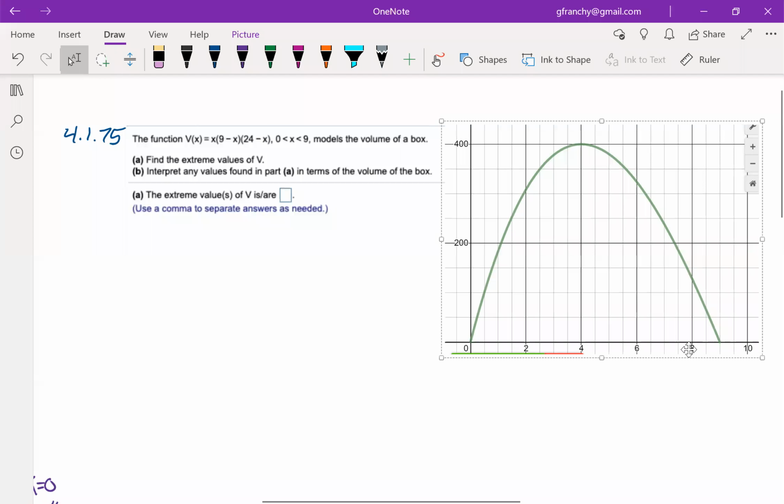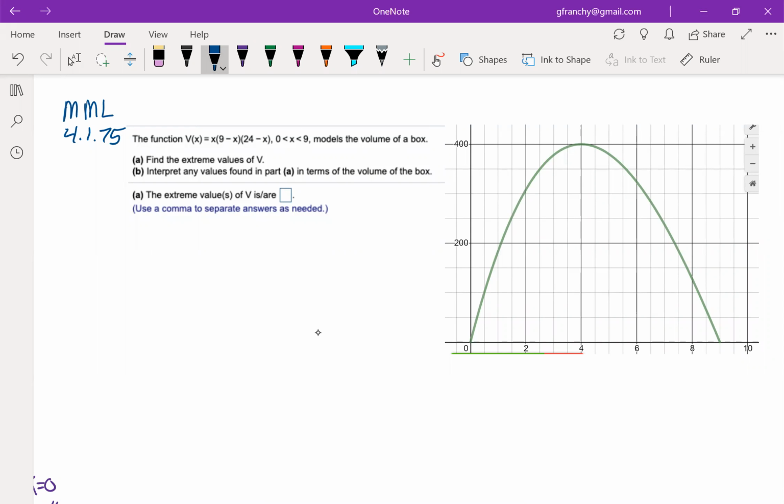Okay, the next question we're going to take a look at is also from my MyMathLab homework, 4175. And they want us to find the extreme values and interpret any values that we find in terms of the volume of the box.